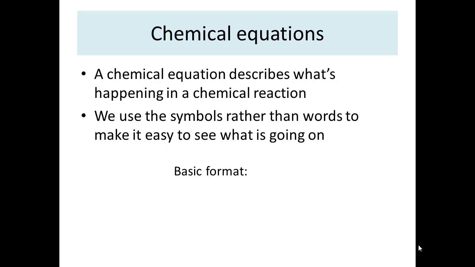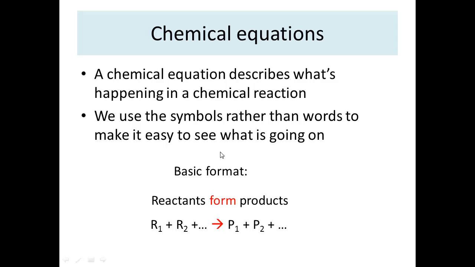A chemical equation describes what's happening in a reaction. We use symbols rather than words. The basic format is that the reactants are what we start with, and they form the products. The products are what we end with. So we have a bunch of reactants, R1 plus R2, as many as there need to be for the reaction, forming the products, P1, P2, however many products there are in the actual reaction.